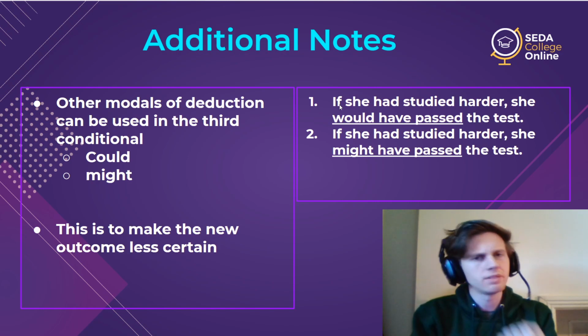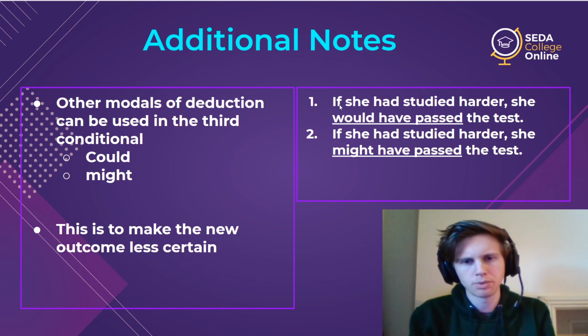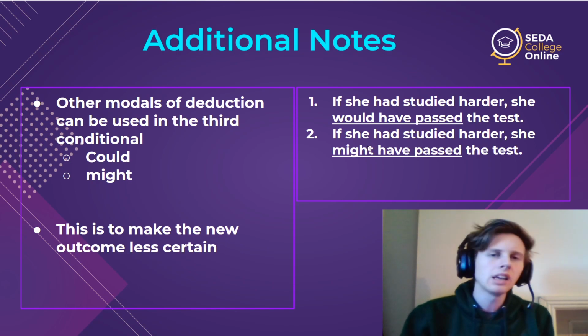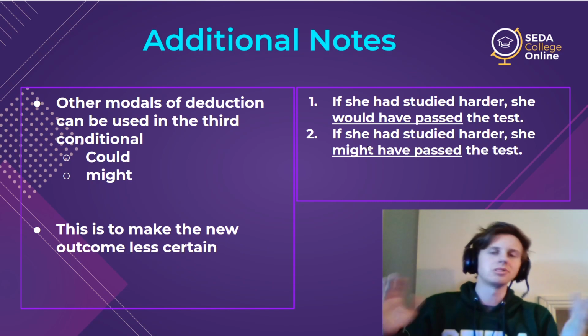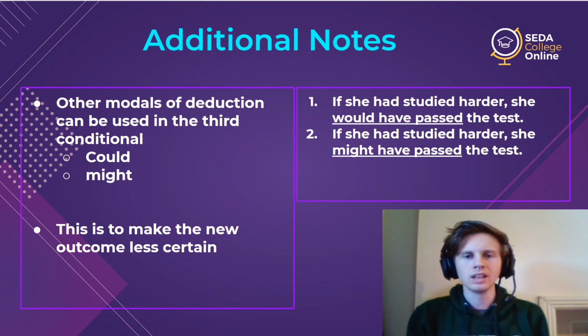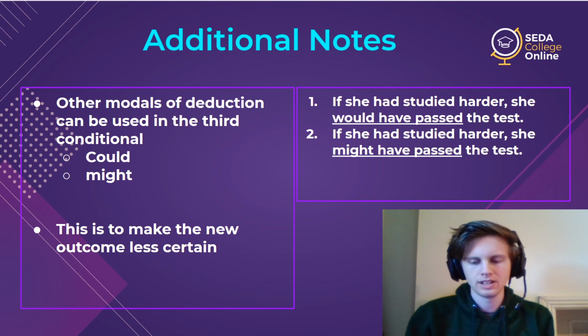because would is very certain. I believe she would have passed the test 100%. And now I'm thinking, if she'd already started, maybe she might have passed 50, 60%. So just know you can change that.